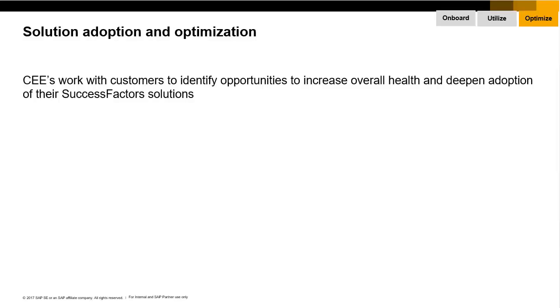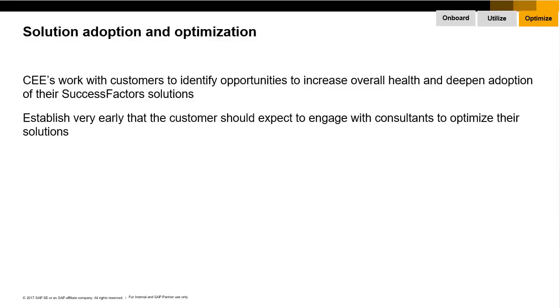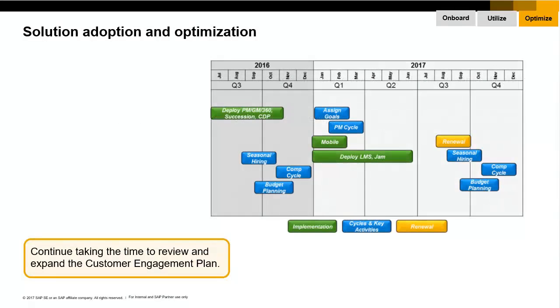While there may be cost-free opportunities available to our customers, it's also important to establish very early that the customers should expect to engage with consultants to optimize their solutions on an ongoing basis. What they chose to implement at the time of purchase may not serve their organizational needs effectively 3 years into their journey. Establishing this expectation early will set you up for greater success and remove surprises for the customer. And of course, let's not forget, continue to review and update the customer engagement plan that you developed to ensure that we are effectively partnering and planning for the future.